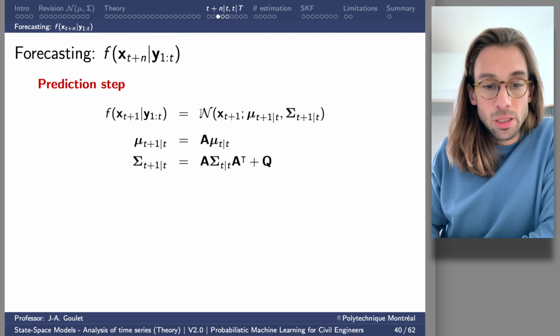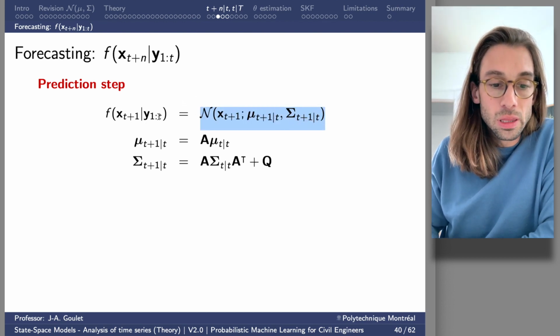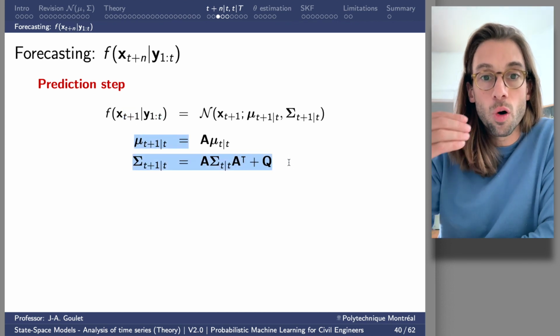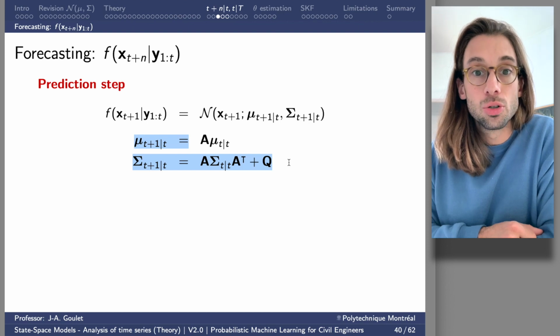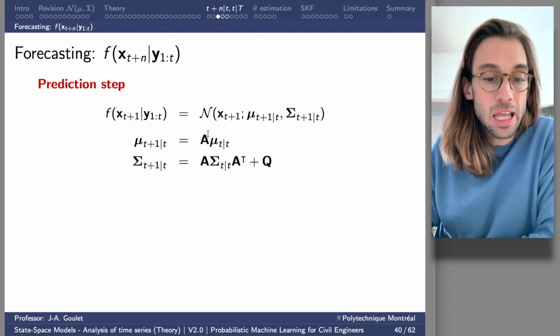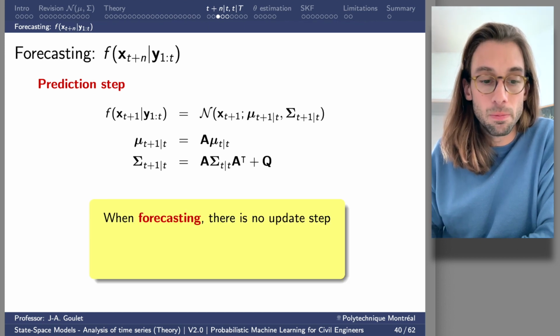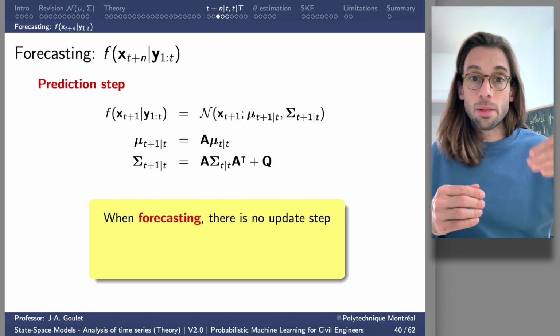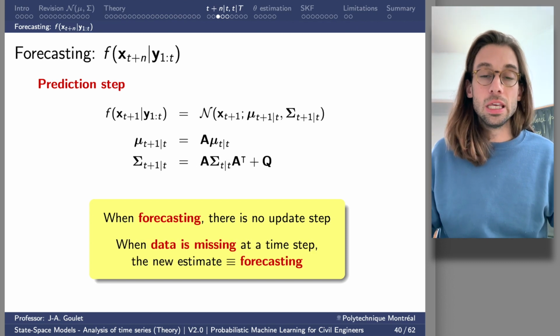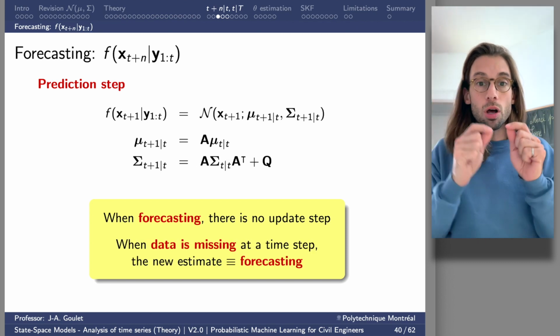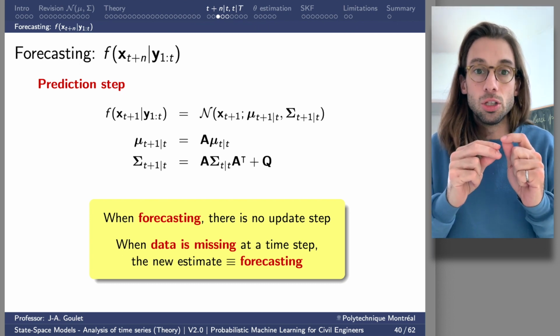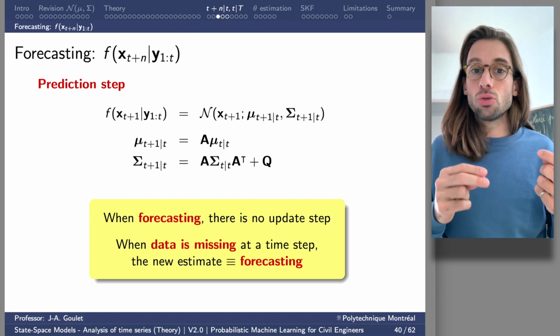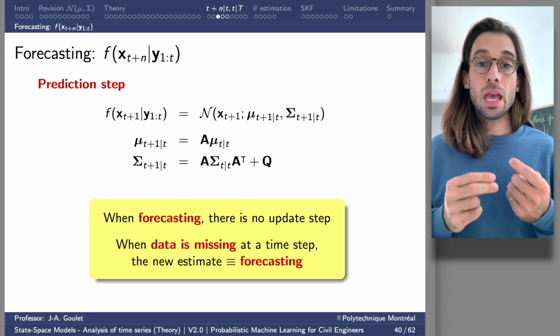So in order to go from time t to time t plus 1, I simply use my forward propagating equation obtained through my transition model. It's going to be A times mu t given t, and A sigma t given t A transpose plus Q. Basically, forecasting is the same thing as applying the Kalman filter step but without doing the update step. And one very practical use is that when actual data is missing, it's the same thing as forecasting.